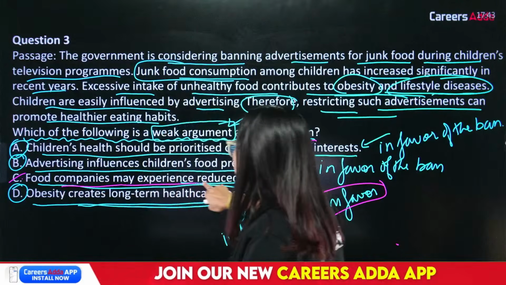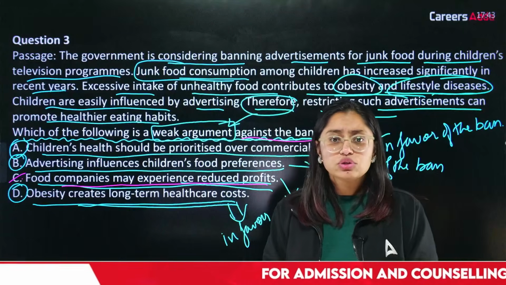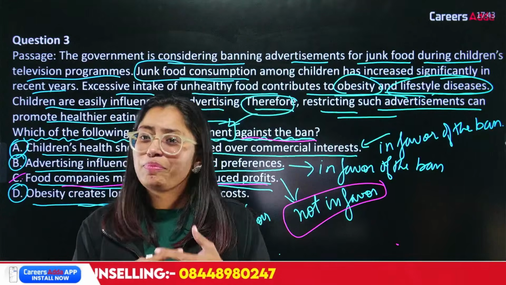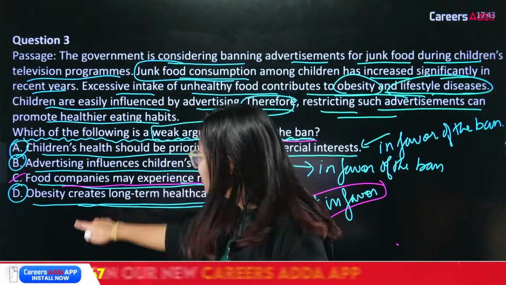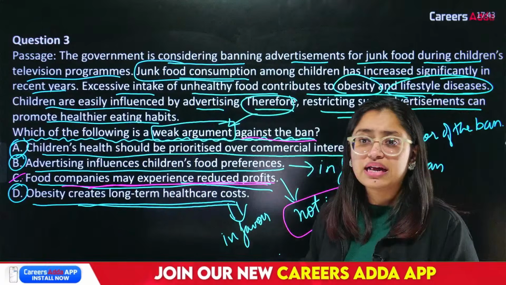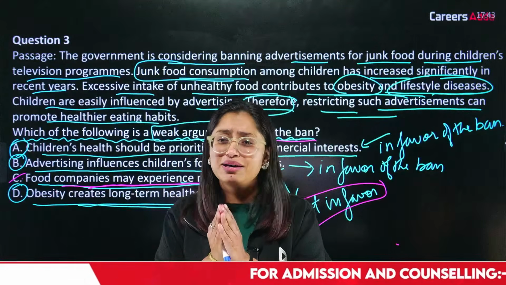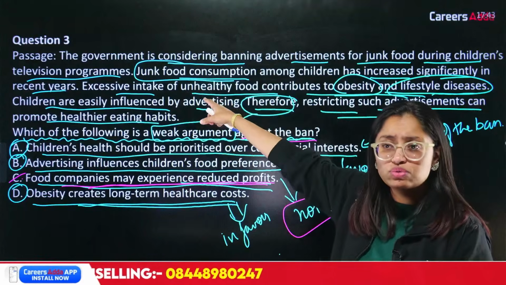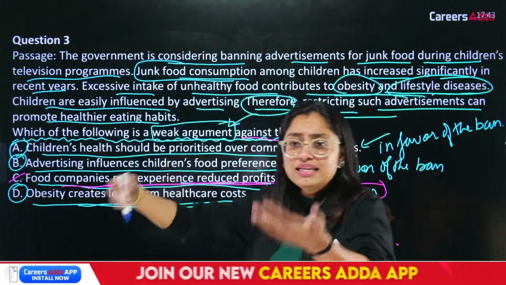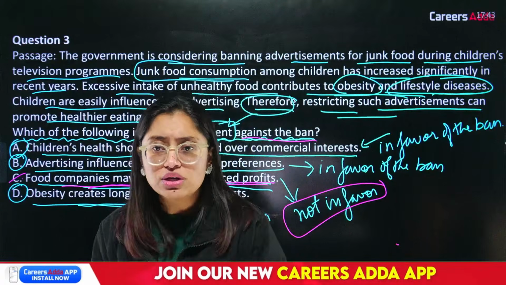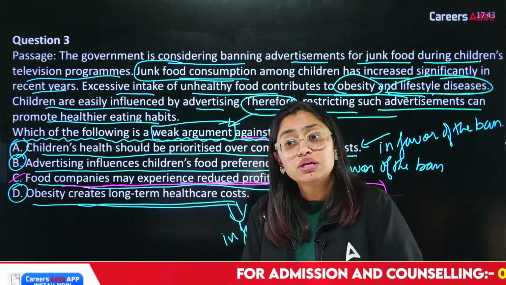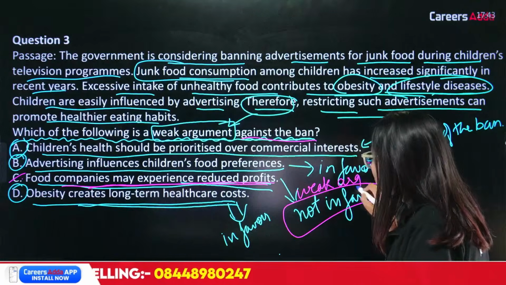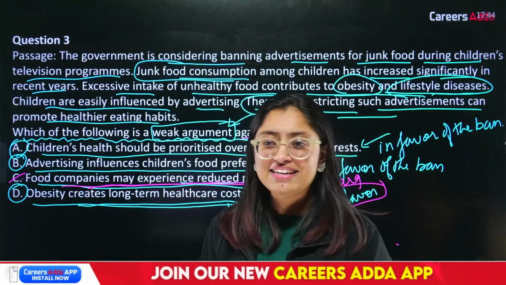Ma'am, food companies may experience reduced profits. So, if I stand in front of a judge and I say, sir, please do not ban these advertisements, it is going to reduce the profit for the food companies. Sir, please don't do it. So, judge will be like, are you mad? We're talking about the health of children. We're talking about increased unhealthy choices that they're making. They're getting influenced. And what are you saying? You're saying profits. So you are giving a weak argument which is not in the favor of the ban.